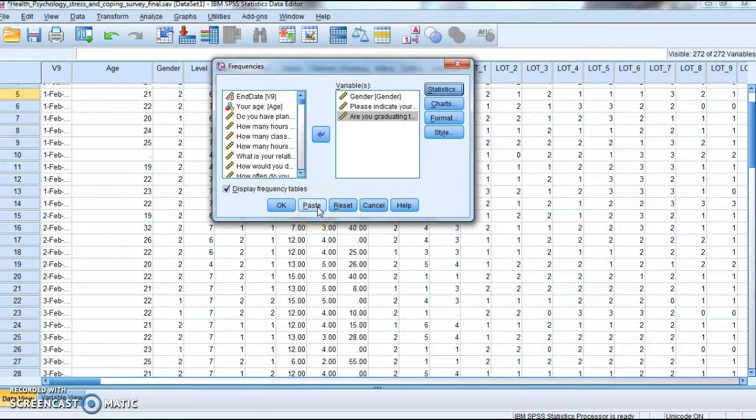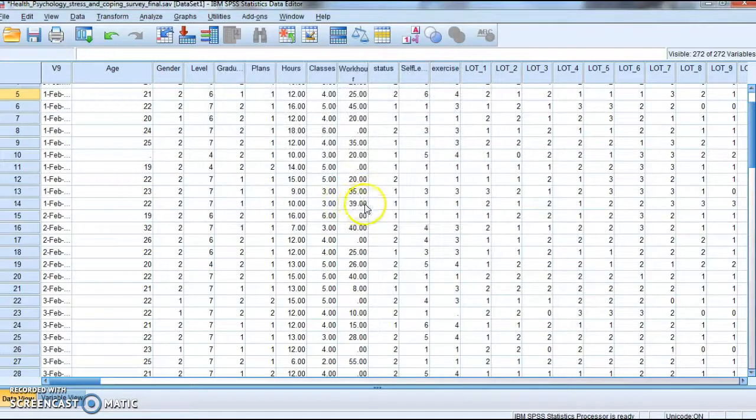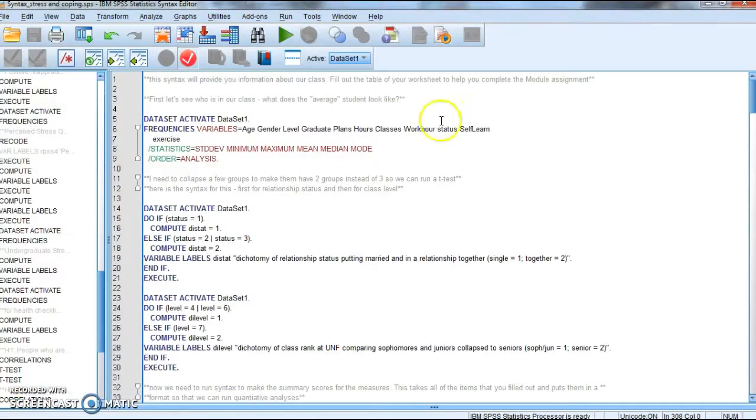but what I do in my lab and for my research is I press paste. If you press paste, I'm going to press cancel just because I don't want this in my syntax, but if you press paste, it's going to go into a syntax window. Why syntax is so helpful is it makes it super easy then to replicate any kind of analyses that you're doing.